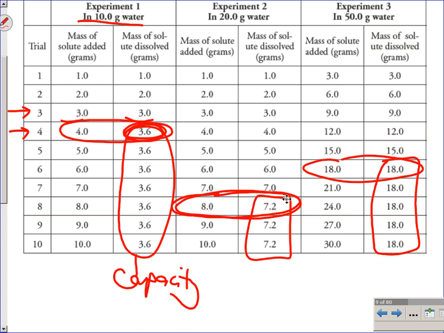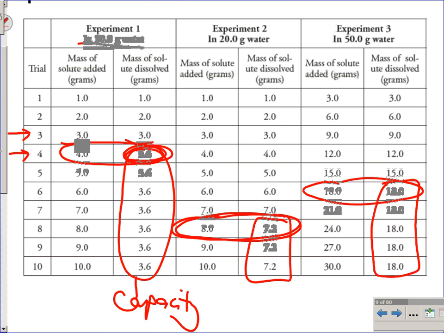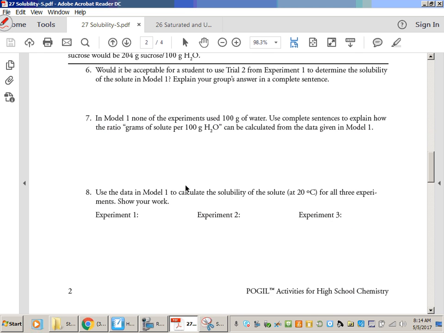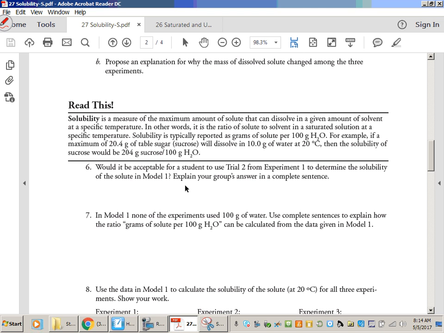All right, so solubility, or saturation, as you read in the introduction, is basically how much solute could dissolve in a given amount of solvent. Our idea here was that we were looking at grams of water. Let me pull that up for you guys. It says, read this: solubility is a measure of the maximum amount of solute that can dissolve in a given amount of solvent at a specific temperature.